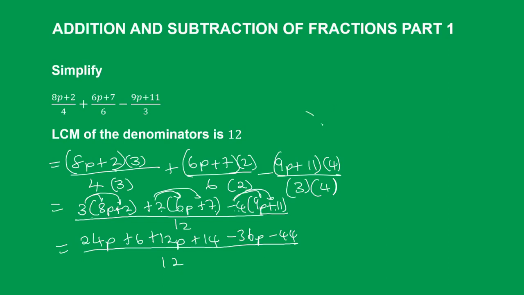Then we can simplify. We have like terms: 24p plus 12p is 36p. 36p minus 36p is 0. And then we have positive 6 plus 14, which is 20. And then 20 minus 44 is negative 24. So we have negative 24 over 12, which reduces to negative 2.